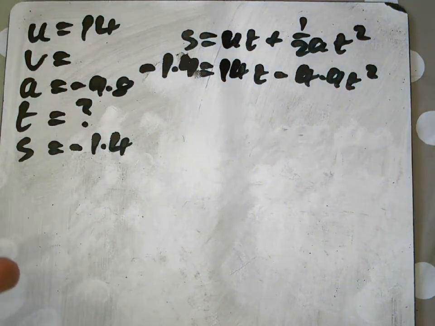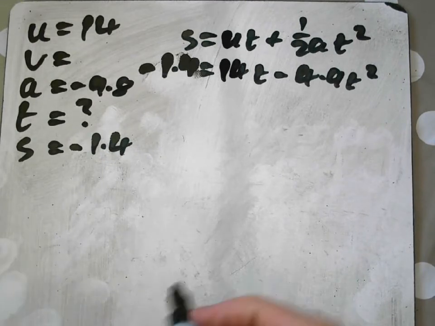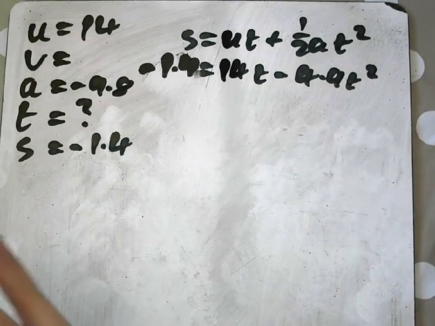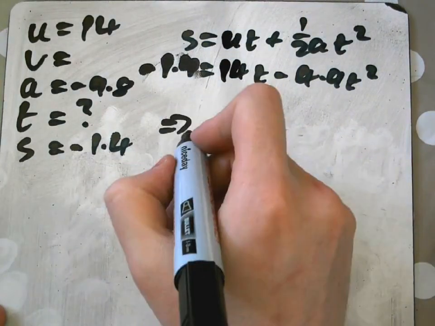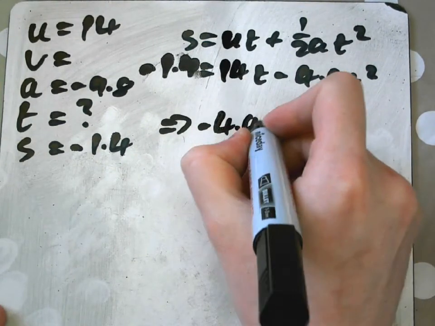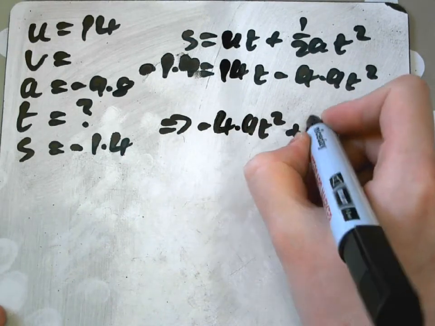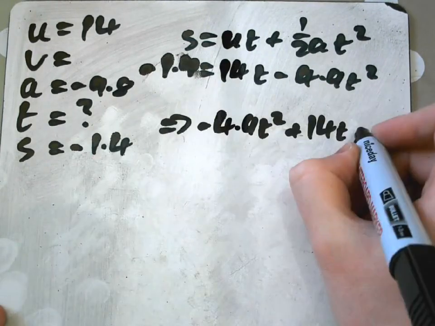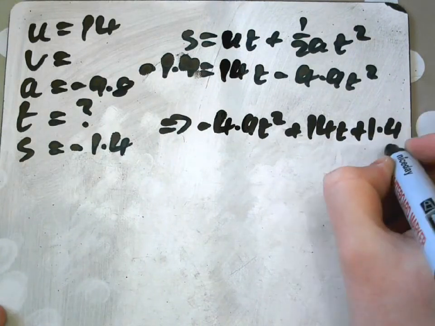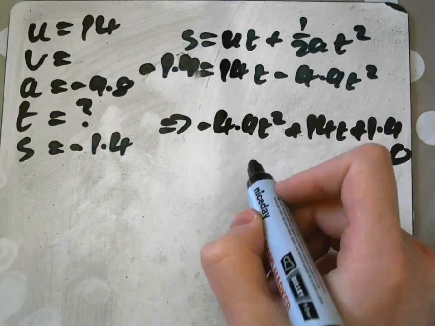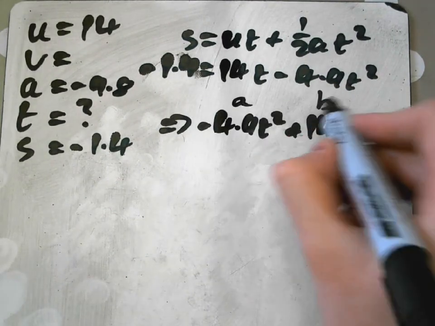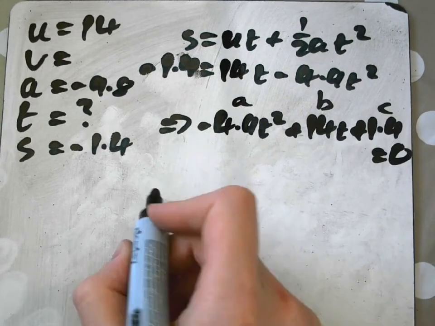What we're now going to do is rearrange this, because, again, think back to National 5, if we have a quadratic, in order to solve it, it has to be equal to 0. Okay, I'm also going to do a bit of rearranging here, just so that we have our descending orders of t. So we've got negative 4.9t squared plus 14t. This moves over here and becomes positive, plus 1.4 equals 0. Okay. Again, think back to your National 5.